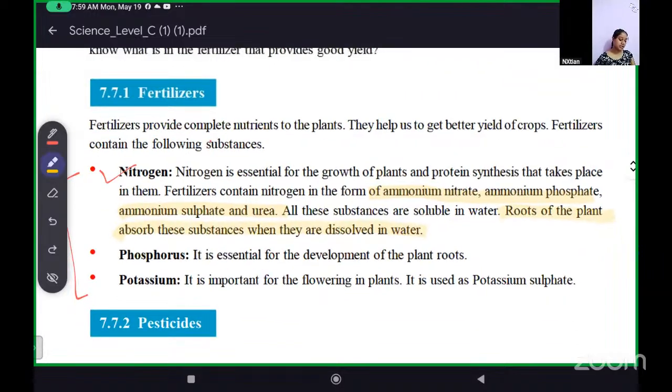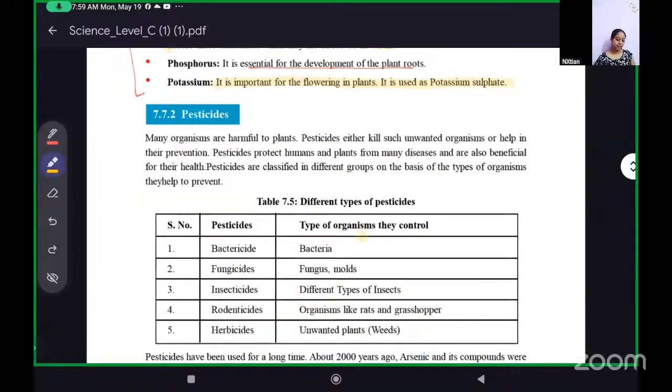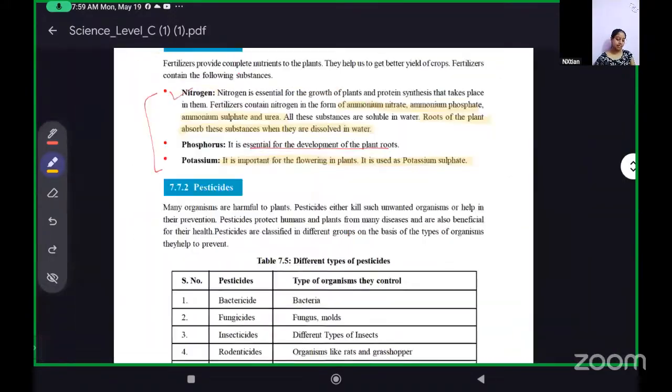Then there is phosphorus. Fertilizers also have phosphorus. It is essential for the development of plant roots. Then they also have potassium, which is important for the flowering in plants. It is used as potassium sulfate. Okay, nitrogen, phosphorus, and potassium are the three components of fertilizers that are used. Then comes, yes, Abraham.